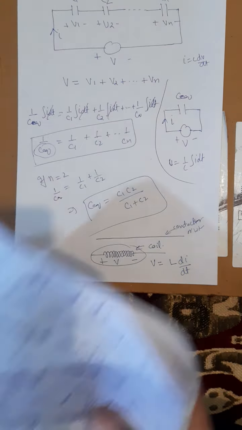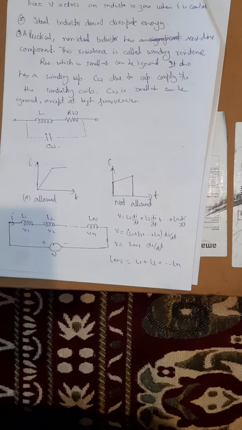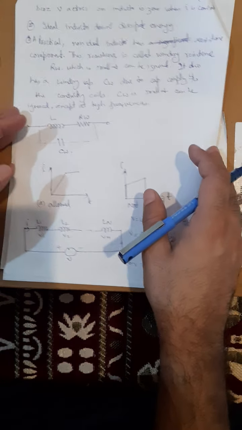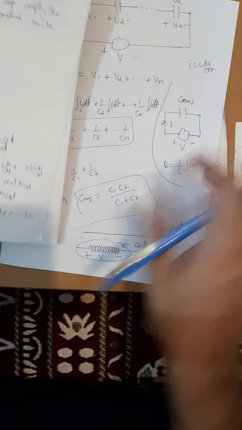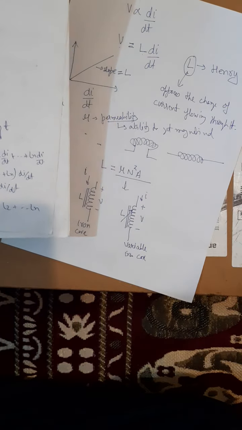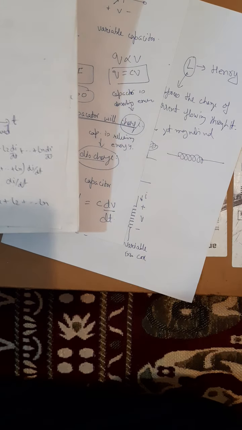So let us see what the properties of the inductor are. What are the properties of the inductor? We say an inductor acts as a short circuit to DC. We say an inductor acts as a short circuit to DC. Why?